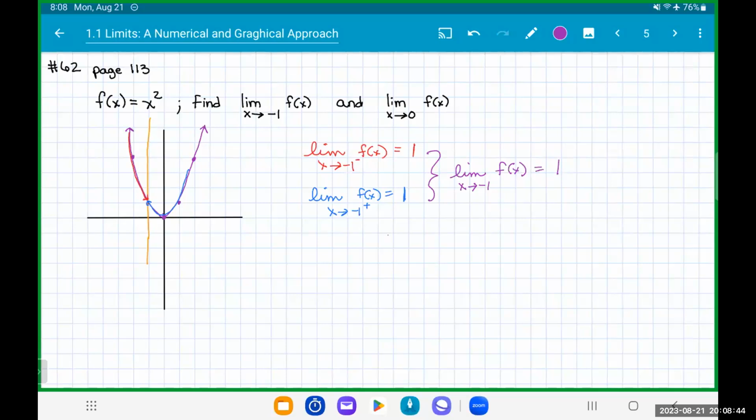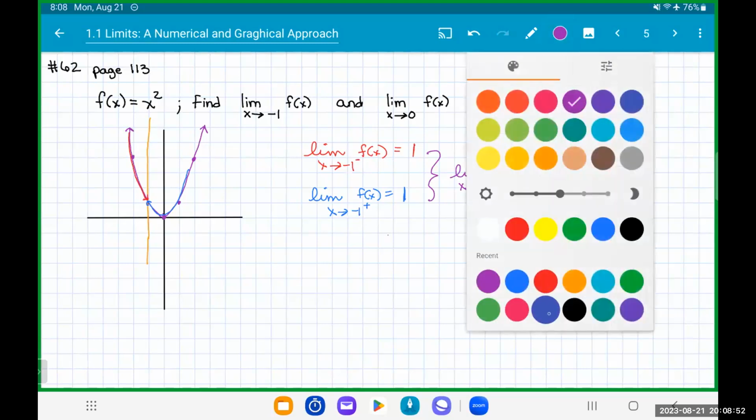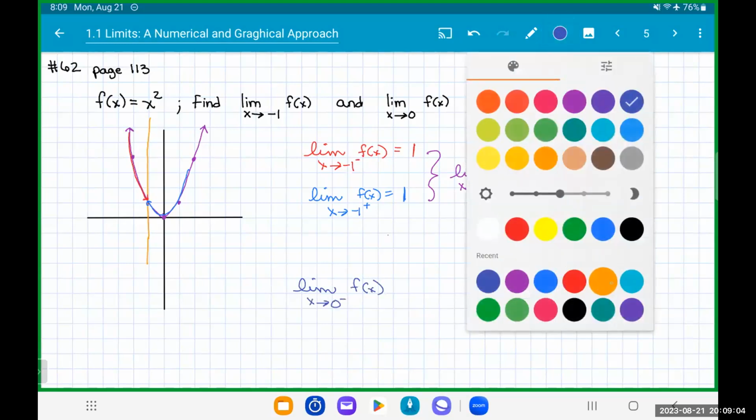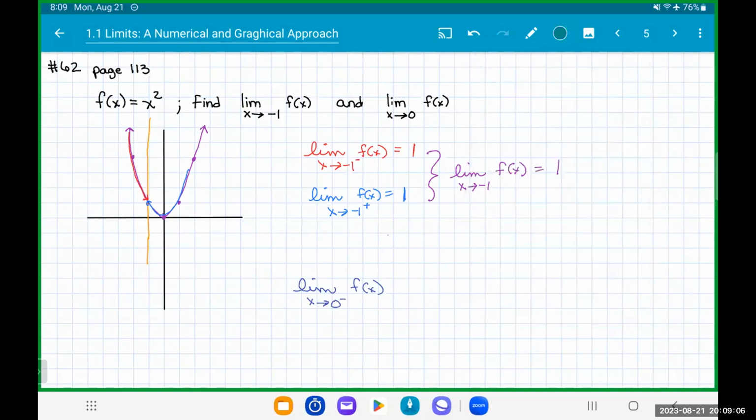Okay, so I'll just give you about a minute to think about this one. So what if I wanted to know the limit of my function as x approaches 0 from the left, and the limit as x approaches 0 from the right?